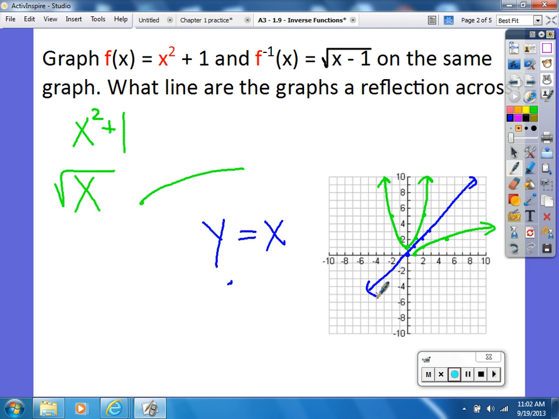do you see how now that's reflected right over that? So the reflected line for a function and its inverse is y equals x. This is the line the graph would be reflected over. Okay? It'll always be that. 100% of the time.